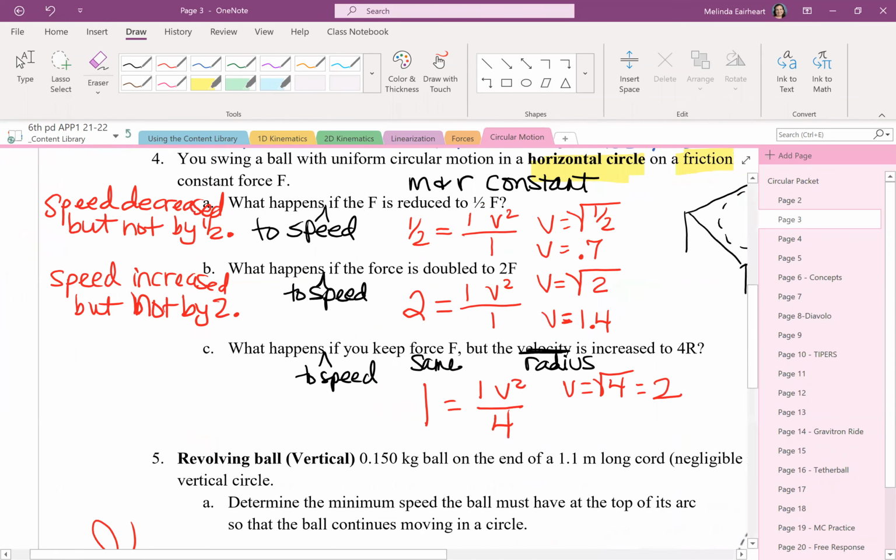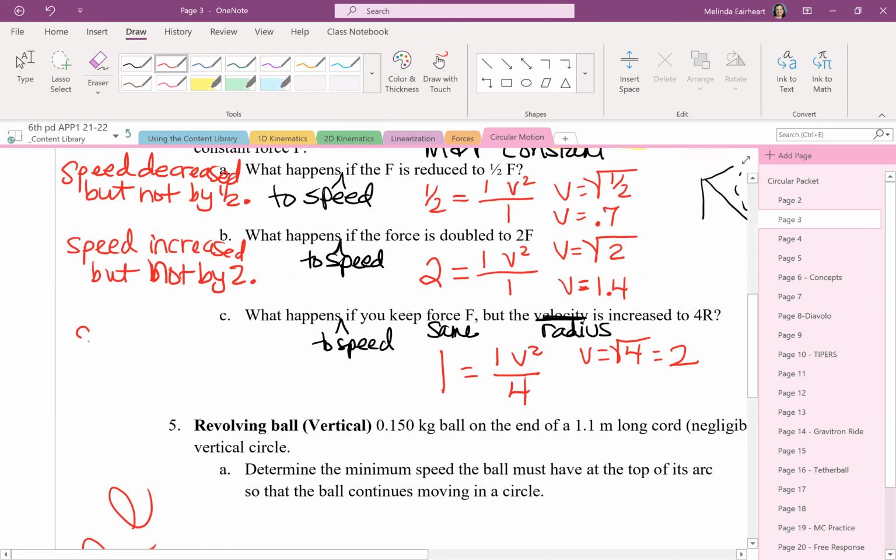Okay. And so, final answer, the speed doubles. And honestly, we can leave it there. It increases, and how much does it increase? It doubles. V and R, V squared and R have that direct relationship. Maybe we add that. V squared and R have that direct relationship. Again, AP loves it when you point out relationships.